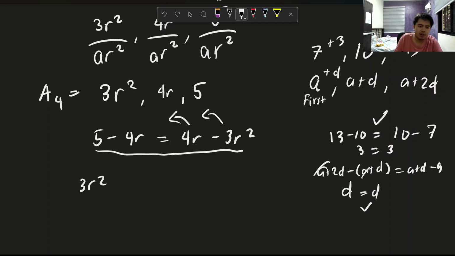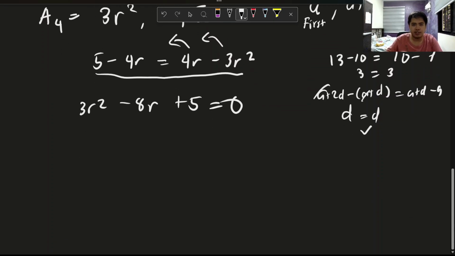Negative 4r minus 4r is going to be negative 8r, and then plus 5 equals 0. Now from here, this is just a quadratic equation. You can use any method you want, but I will show you a method that you can use.